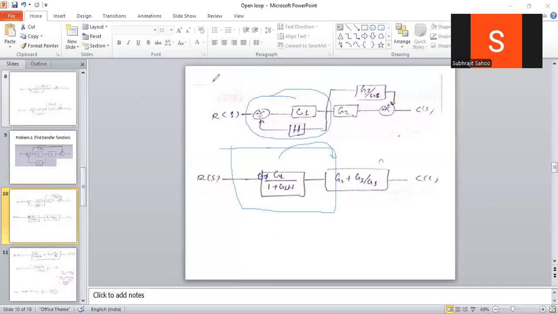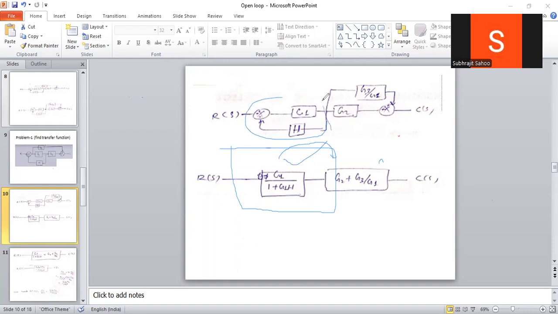For the closed loop, the formula is what? G1 by 1 plus G1 into H. Okay, so this closed loop will be converted to one block, this one, right? Next, the rest are there or not? Observe here. So this one is converted to this one.